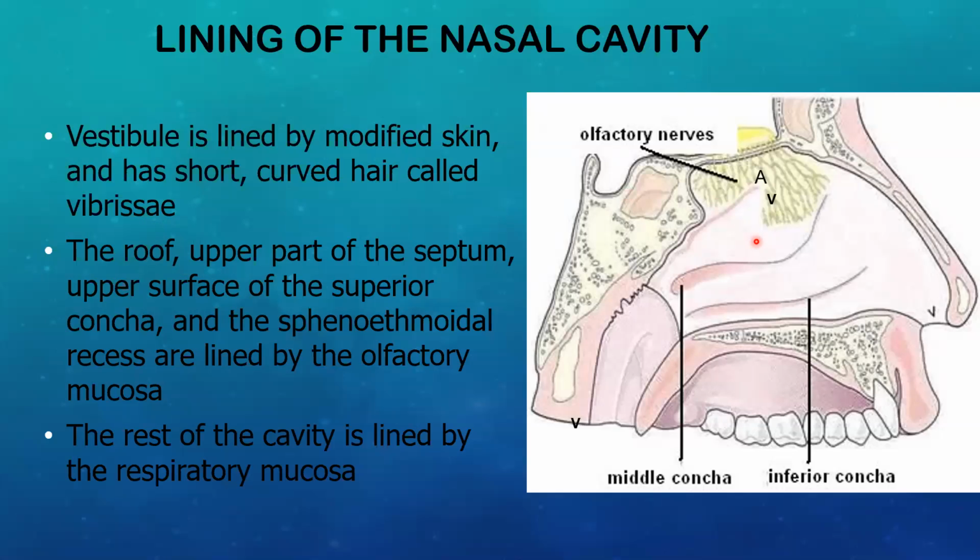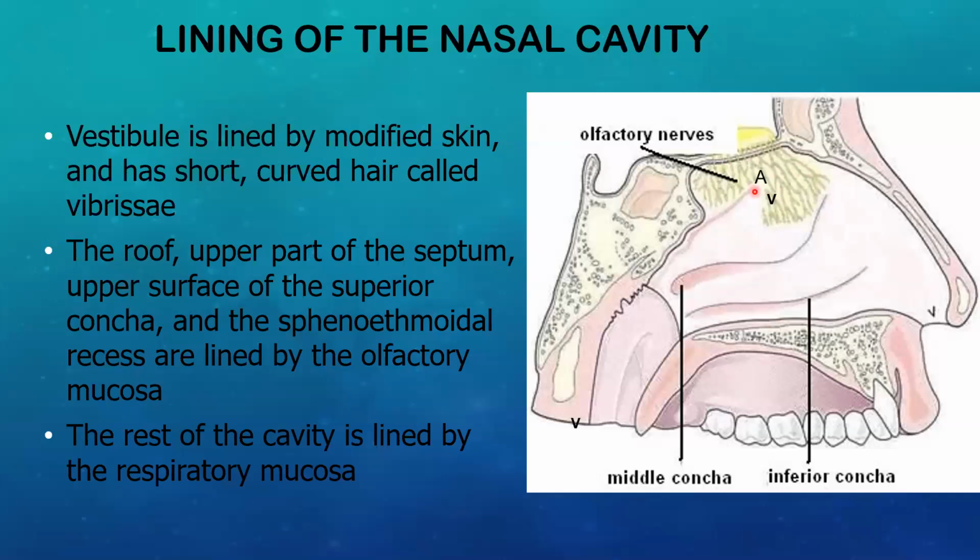Now, there are two types of mucosa in the nasal cavity. The roof and the upper surface of the nasal septum, as well as the superior concha, or you can just say the roof of the nasal cavity, is covered by the olfactory mucosa. This olfactory mucosa will be talked about in detail when you go into special senses in the second year. For now, remember that the roof of the nasal cavity is covered by olfactory mucosa. The function is olfaction, or carrying the sense of smell.